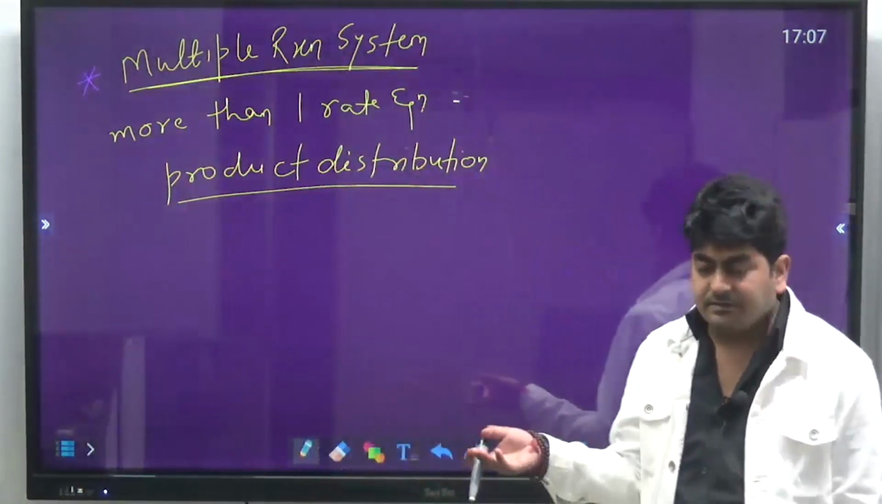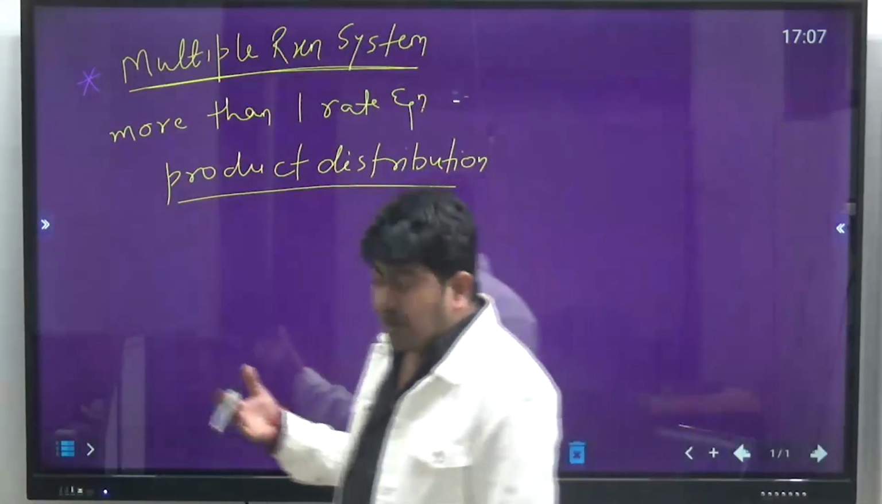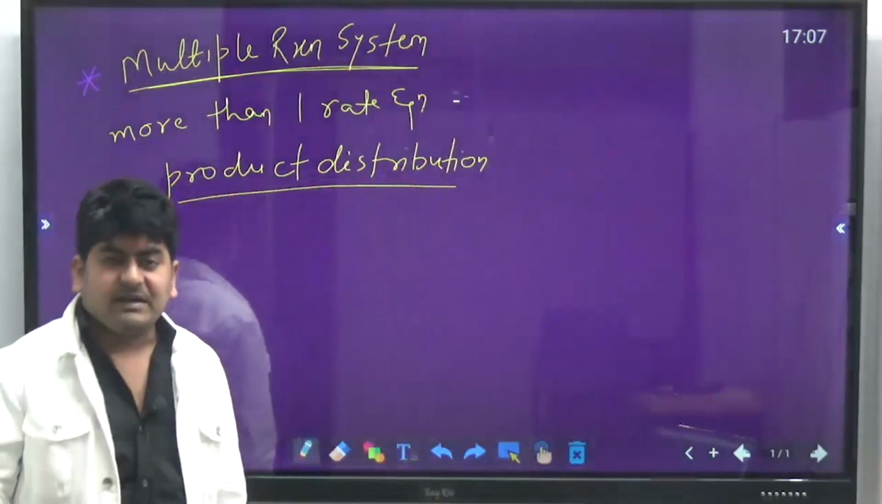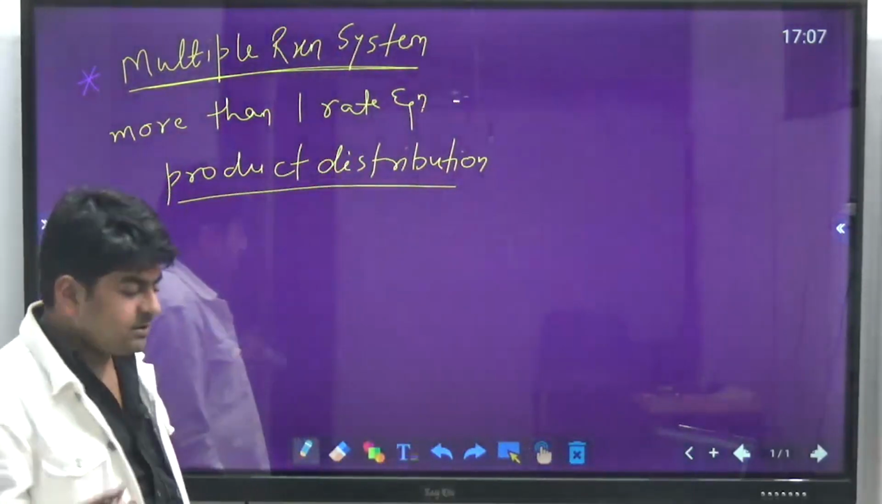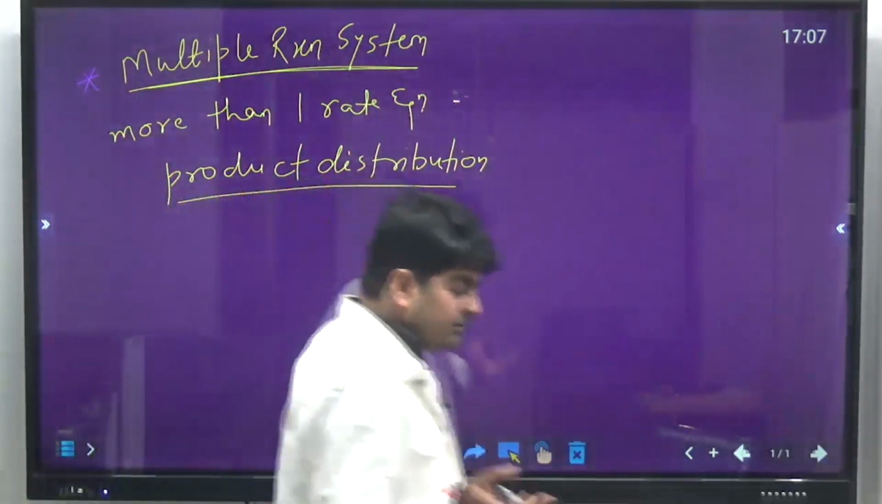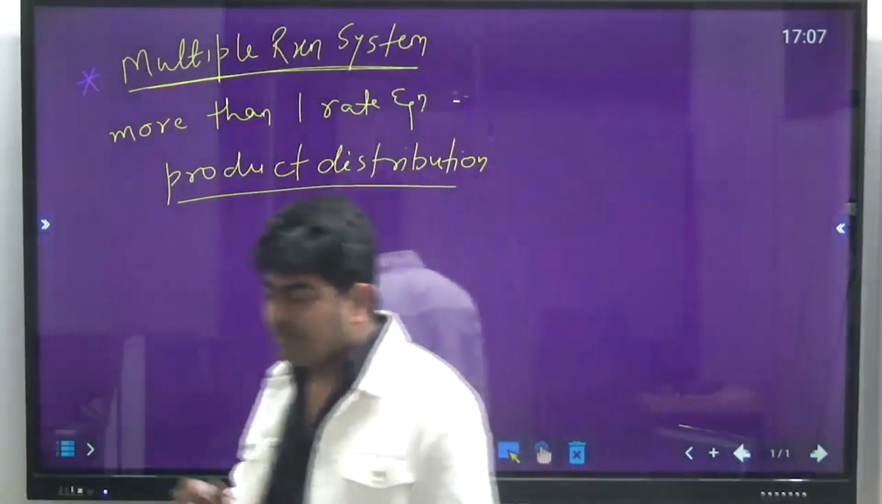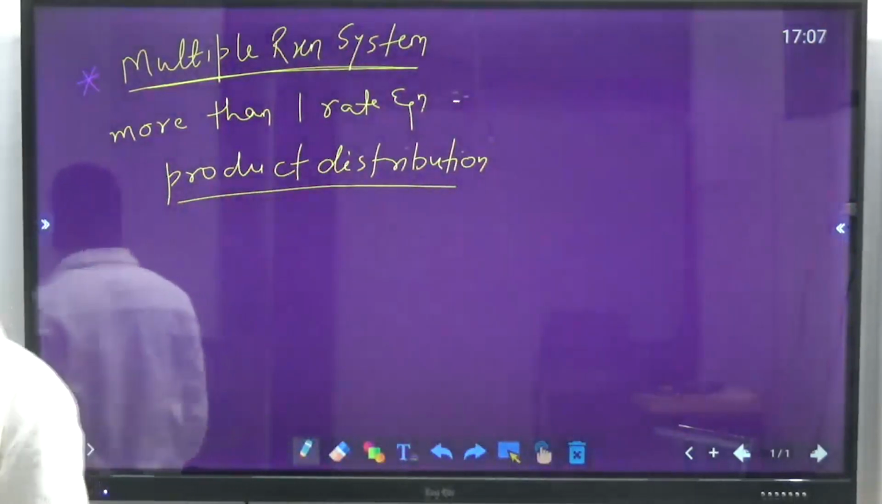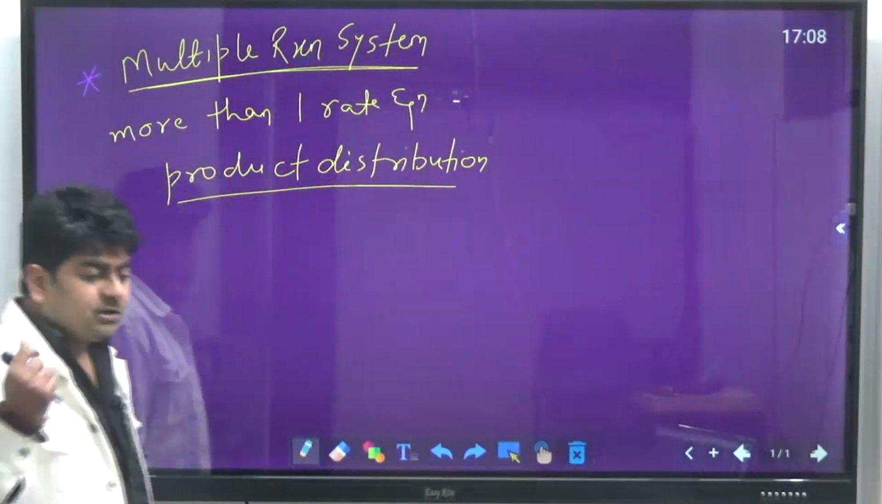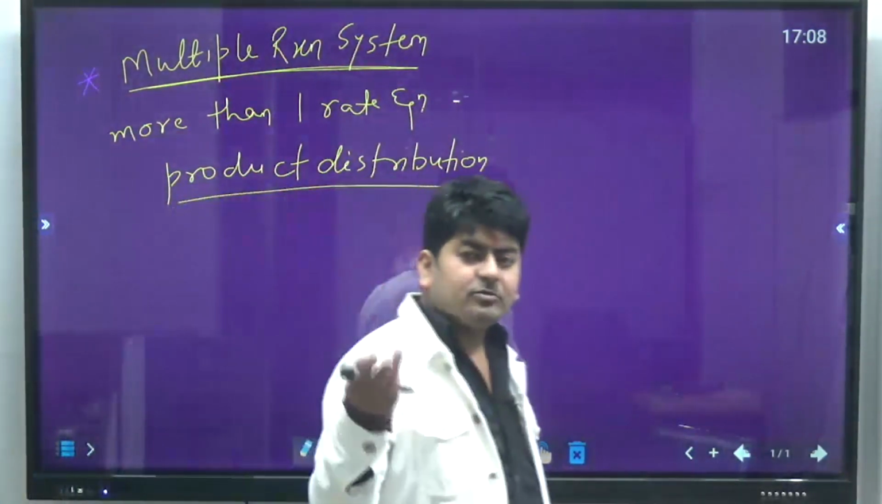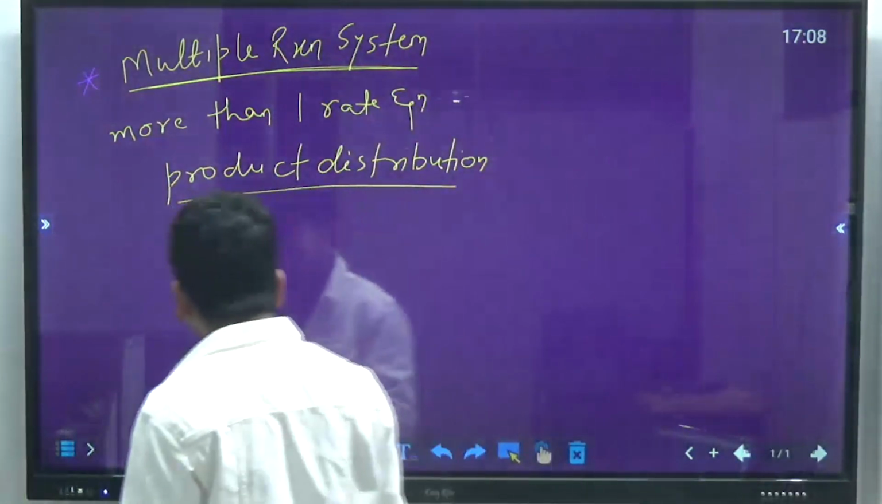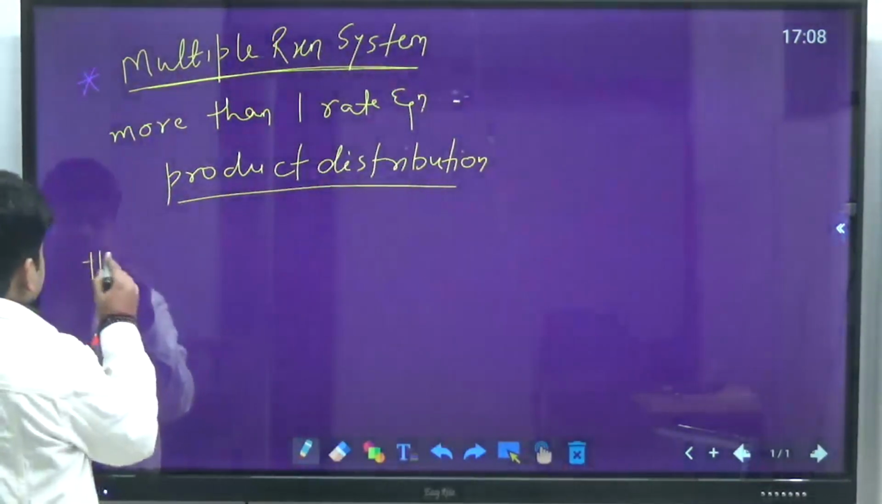There are basically 4 types of multiple reaction systems. In our books, they are parallel reaction, series reaction, independent reaction and complex reaction systems. In our syllabus, we have only 2 of them, that is parallel reaction and series reaction. So first we will talk about the parallel reaction, then we will talk about the series reaction.